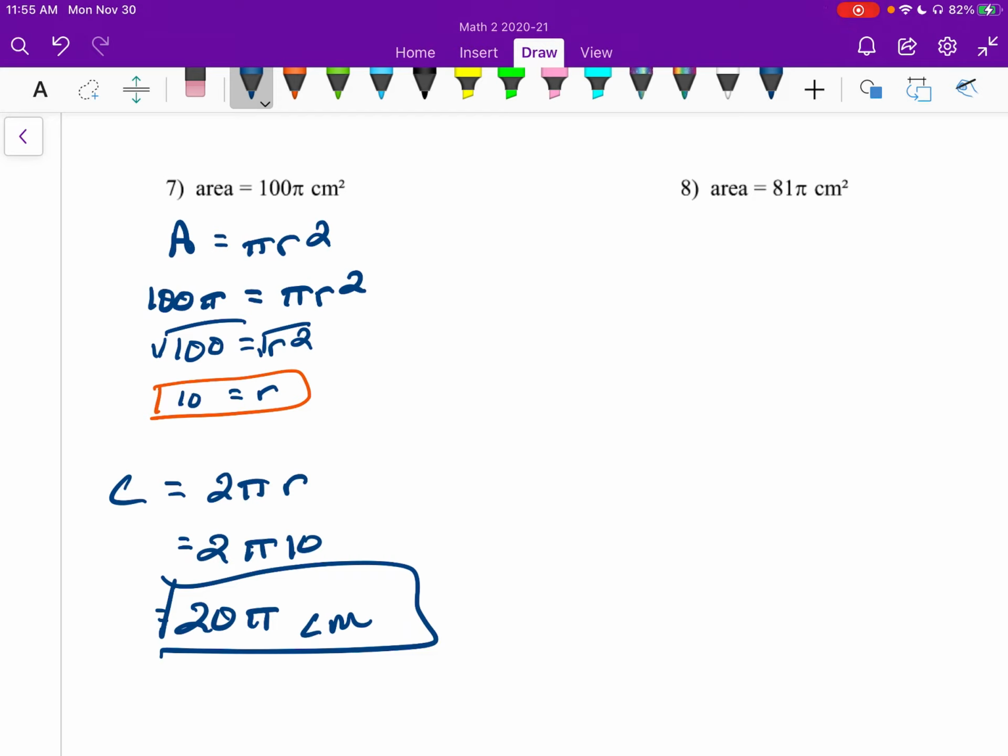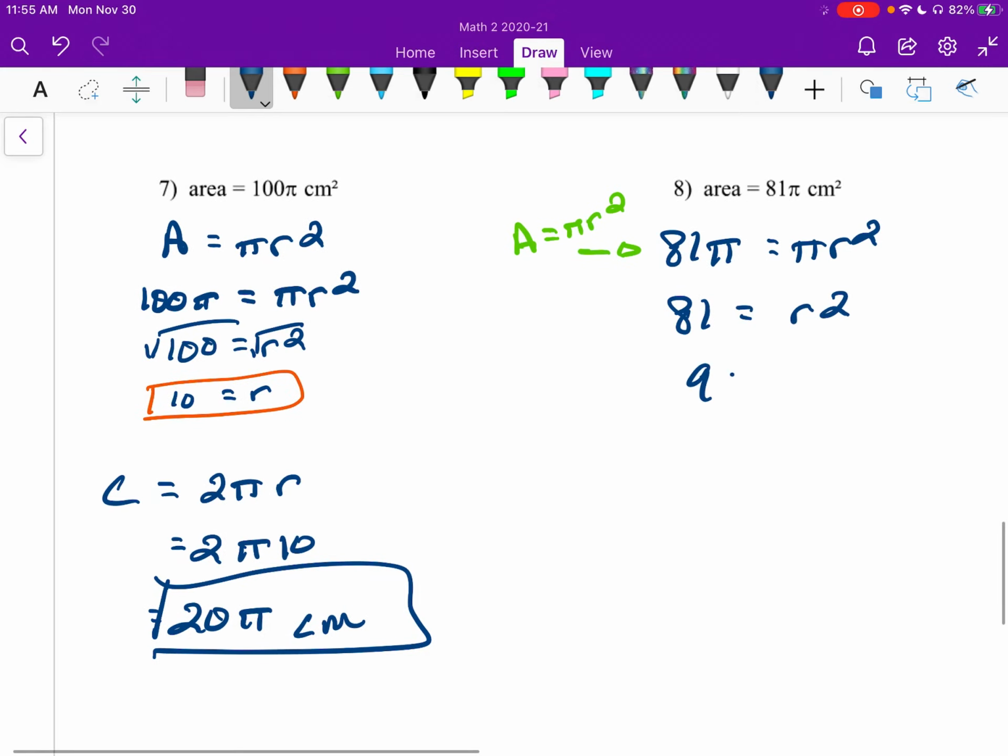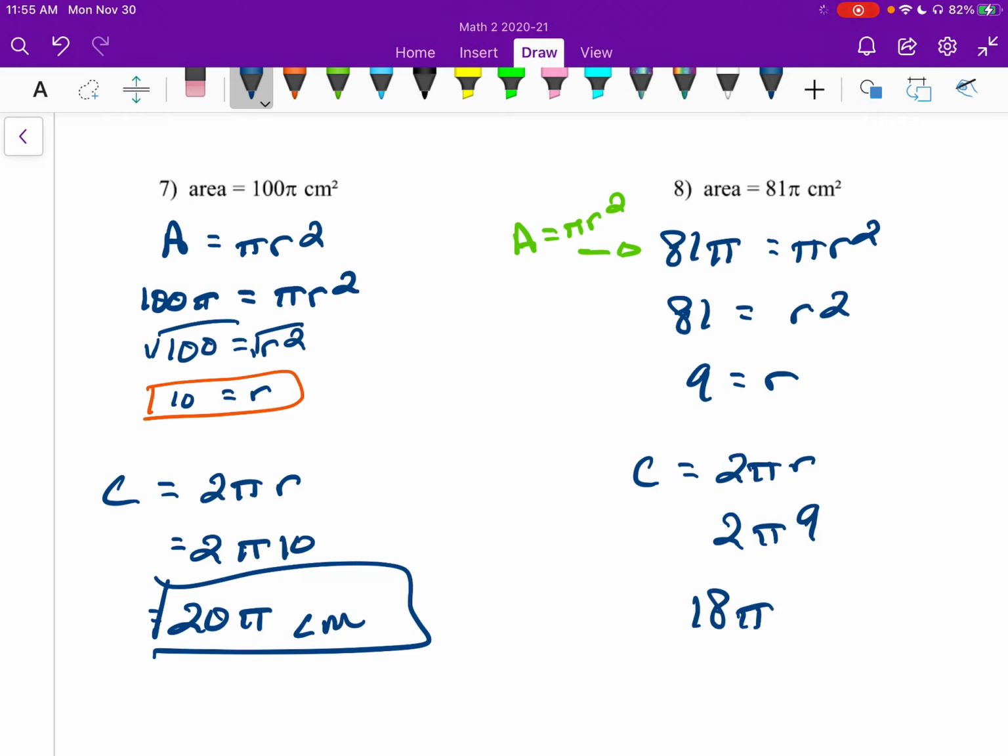All right, number 8, same way we work it. We say 81 pi is pi r squared. So 81 is r squared. And this right here, that is the area formula. I didn't write that in there. So there's our area formula. We divided out our pi's. Now 81 is r squared, so 9 is r. The circumference is 2 pi r, 2 pi 9, 18 pi, and our units are centimeters.